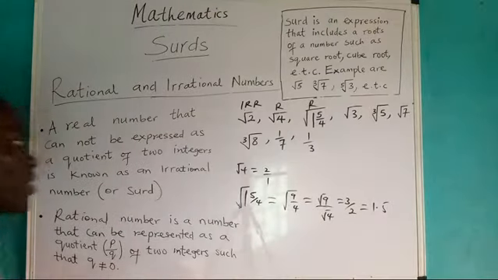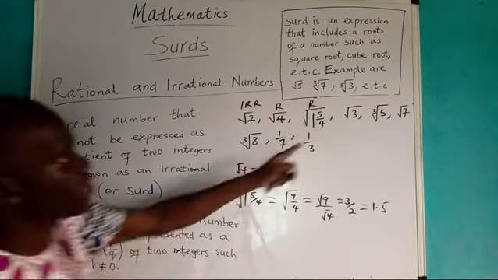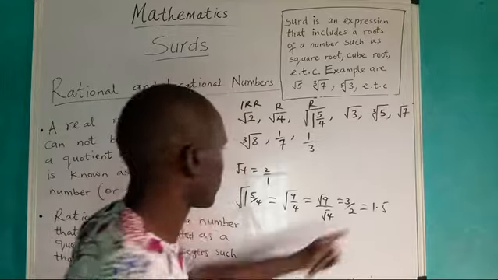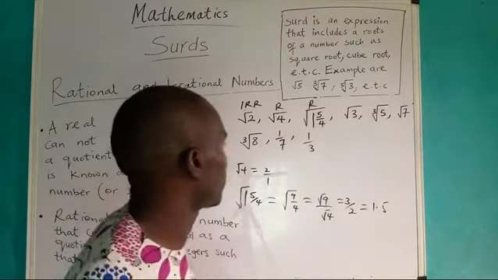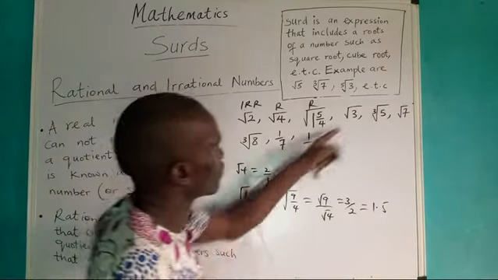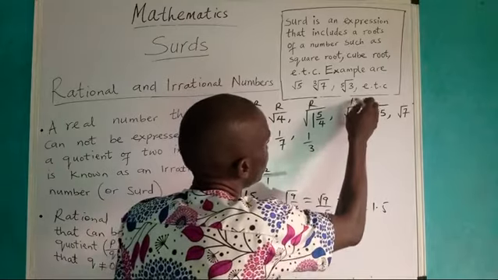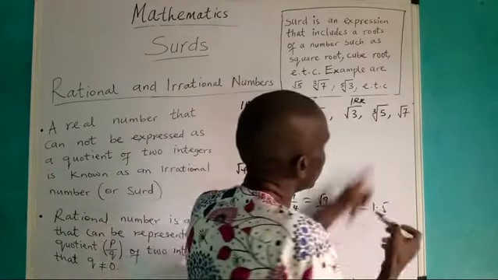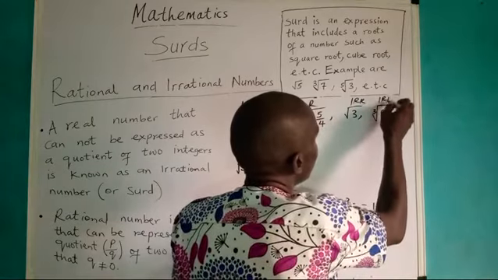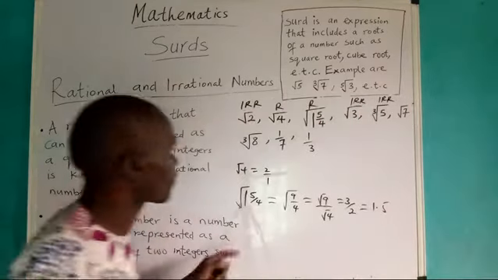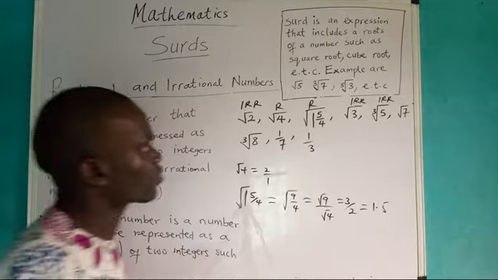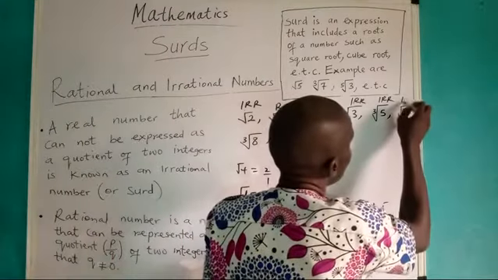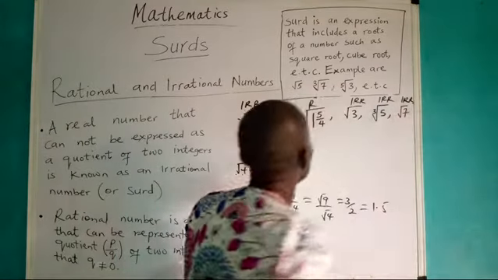Okay, for this one, root of 3. Can we really express this one as a fraction or as a decimal? It cannot be expressed. Therefore, root of 3 is irrational. Please take note. The third root of 5 is irrational. It will be difficult for us to express it as a fraction or as a decimal fraction. For this one, it is also irrational. The square root of 7 is also irrational.